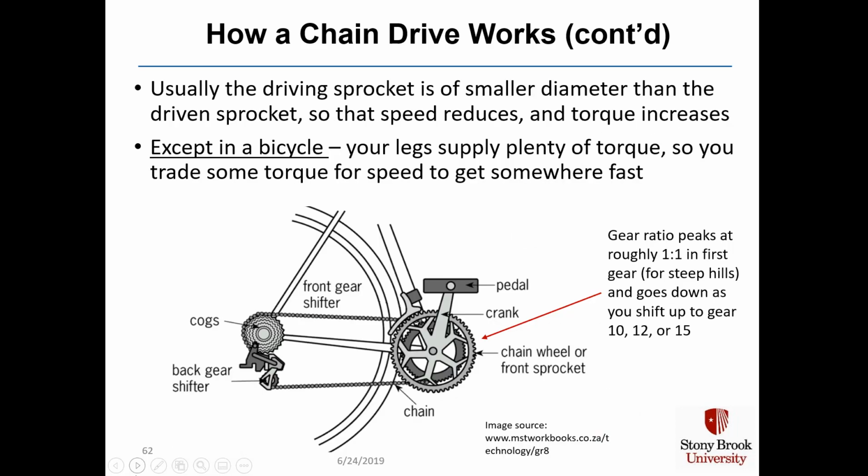Usually the driving sprocket is smaller diameter than the driven sprocket so that speed reduces and torque increases. But there's one big exception, and that's the bicycle. Your legs supply plenty of torque, so you trade some torque for speed to get somewhere fast. On an average bicycle, the gear ratio peaks at roughly 1:1 in first gear, which is for steep hills, and it goes down as you shift up to gear 10, 12, or 15.